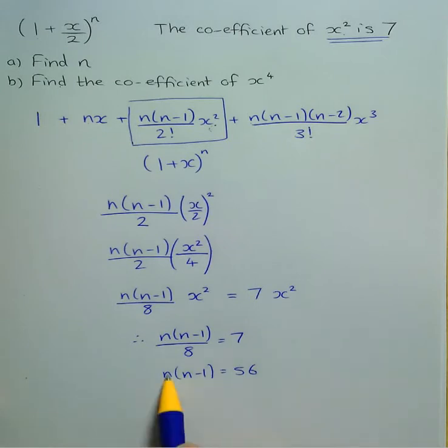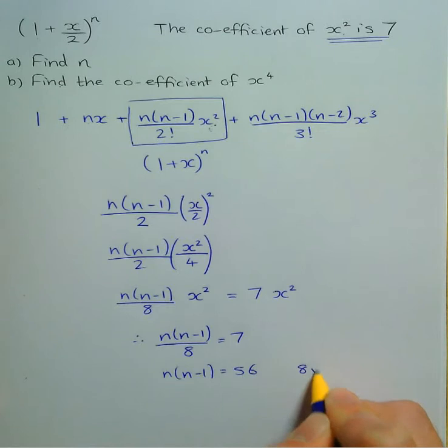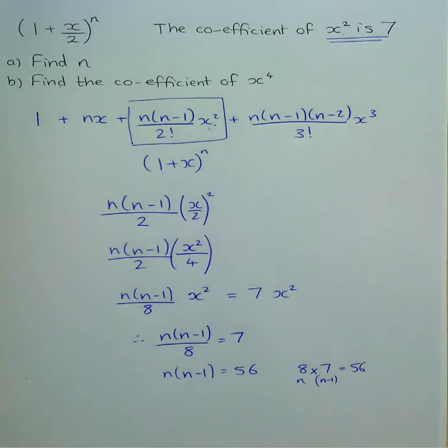What this says is a number multiplied by a number 1 less than it is 56. So I'm happy saying that, to look at that and say 8 times 7 is 56. So that must be my n, and that must be my n minus 1. So n is 8, and we're done. If you didn't see that and you expanded it, you'd have to factorise and you'd get this solution.